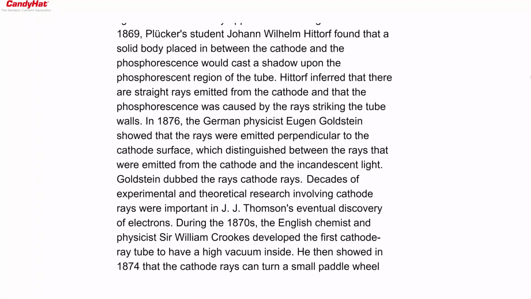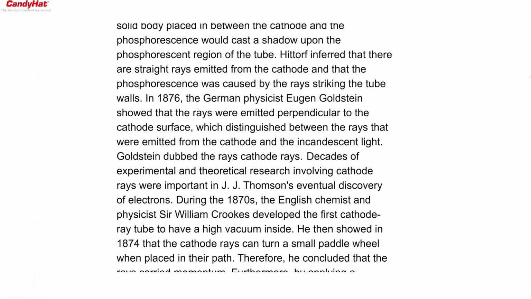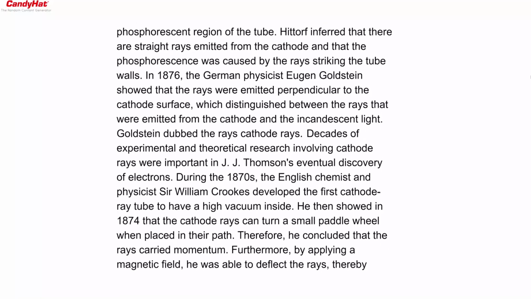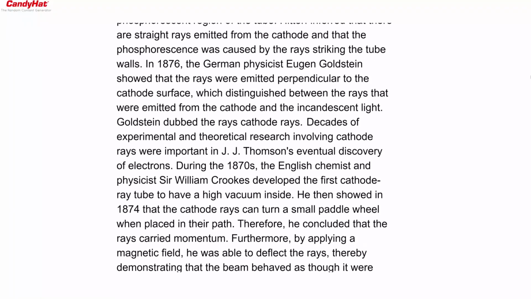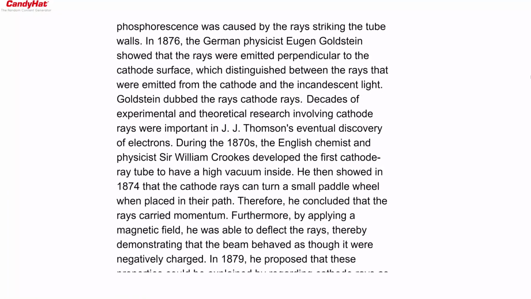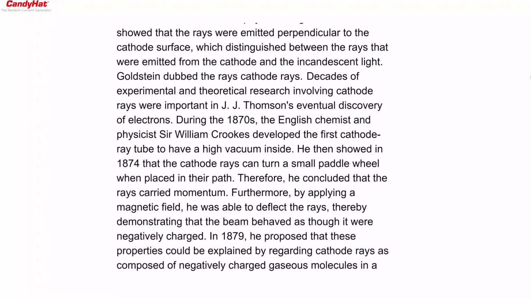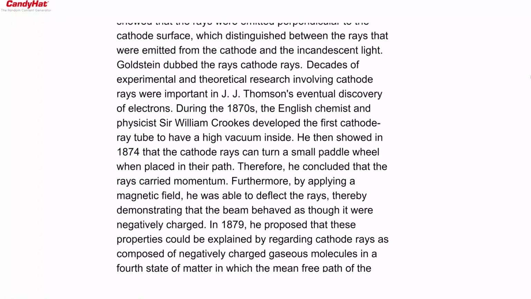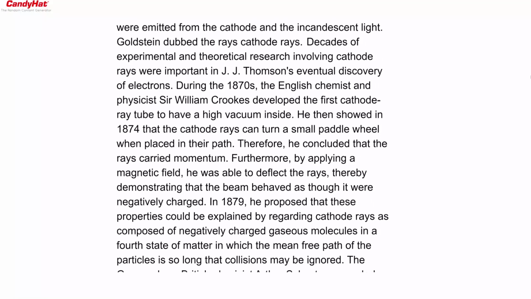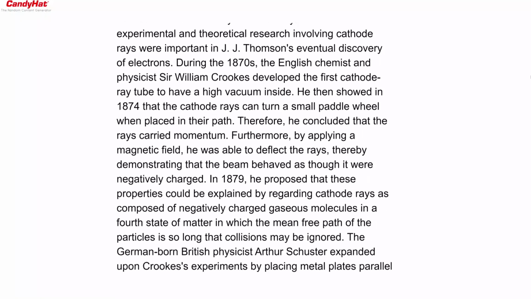During the 1870s, the English chemist and physicist Sir William Crookes developed the first cathode ray tube to have a high vacuum inside. He then showed in 1874 that the cathode rays can turn a small paddle wheel when placed in their path. Therefore, he concluded that the rays carried momentum. Furthermore, by applying a magnetic field, he was able to deflect the rays, thereby demonstrating that the beam behaved as though it were negatively charged. In 1879, he proposed that these properties could be explained by regarding cathode rays as composed of negatively charged gaseous molecules in a fourth state of matter in which the mean free path of the particles is so long that collisions may be ignored.